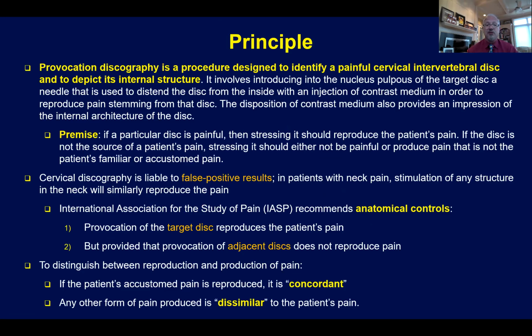The principle of provocation discography is that it's a procedure designed to identify a painful cervical intervertebral disc, as well as to depict its internal structure anatomically. It involves introducing into the nucleus pulposus of the target disc, as well as several control discs, meaning those not anticipated to be painful, a needle which is used to distend the disc by the injection of small aliquots, 0.5 to 1.0 milliliters, of a liquid, this being a contrast agent, in order to reproduce pain stemming from the disc, the sinuvertebral nerves, the sympathetic chain, or even the cervical nerve roots themselves, as we'll discuss momentarily.